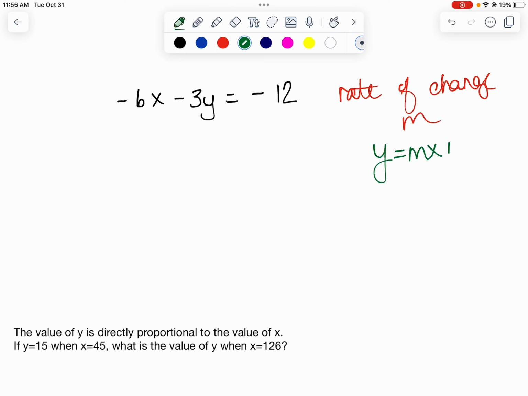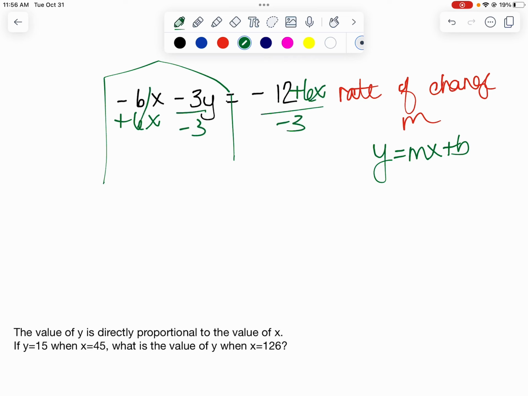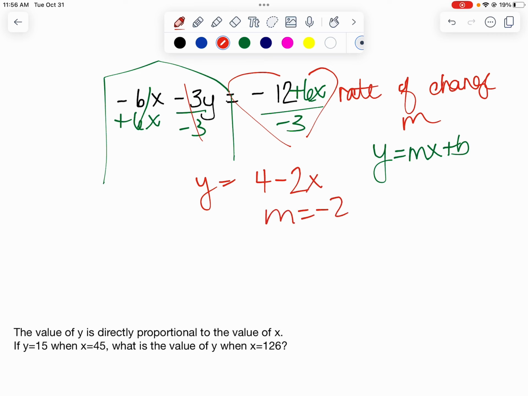So that's just Yolanda again. So remember, draw your house. We're gonna add the 6x, add the 6x, divide by -3, divide by -3, make your heart. Y equals, I get +4 minus 2x. So m equals -2. And that would be your rate of change or your slope.